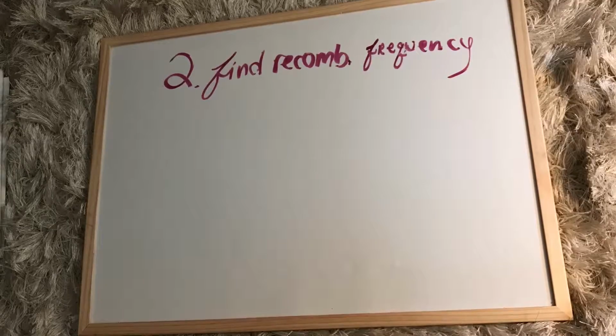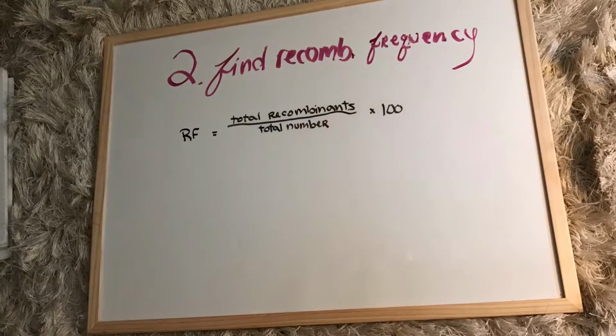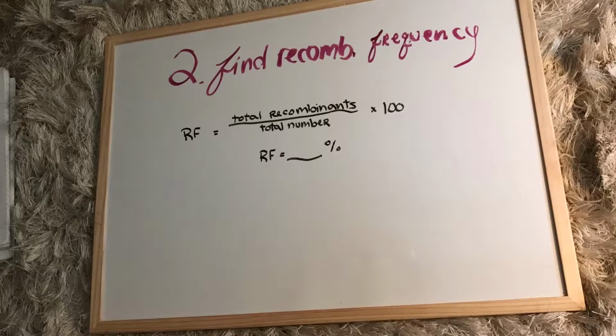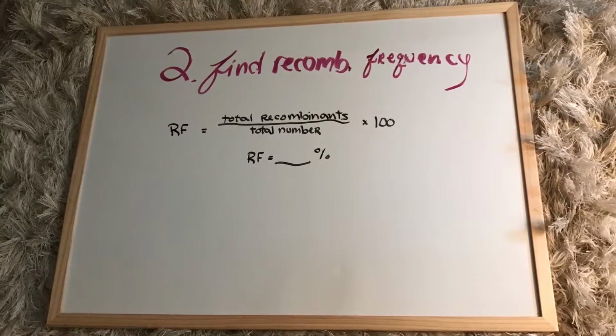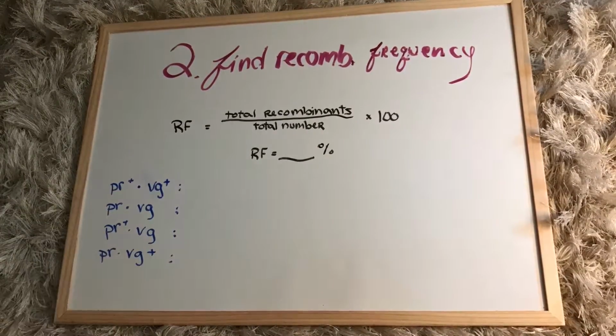Step number 2, find your recombination frequency. This is the measure of how frequently two alleles are separated during crossing over. So you find this by taking the total amount of times they did cross over, or the recombinants, divided by the total amount of times in general. Psst! If there's more of them, they probably did not recombine. This is because it is improbable for crossing over to occur between two close together linked genes.